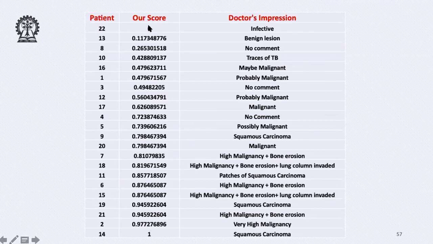If it is 0, it is benign but infective. If it is 1, it is fully malignant. That's why in between, the grade of membership value between 0 and 1 gives us the scale of malignancy. In that way, we applied our theory there, and we could see the range. We also collected the doctors' impressions, and we could see that our score matches very much with the doctors' impressions.